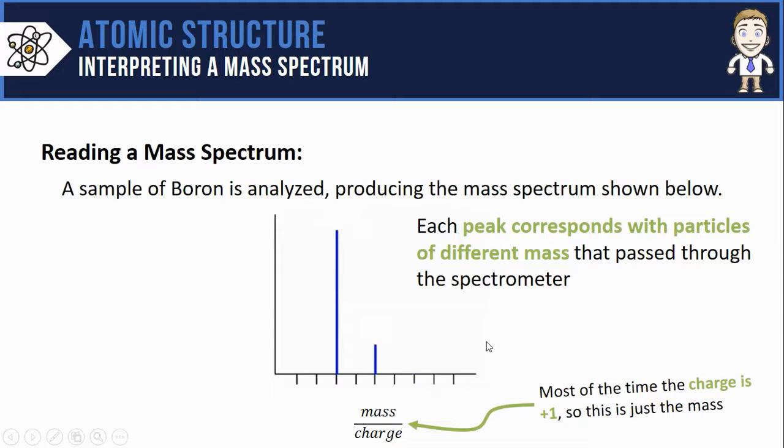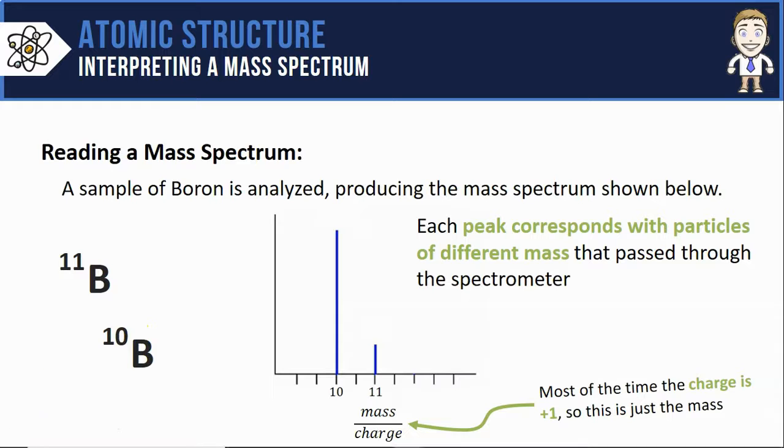Luckily, most of the time the charges of the particles are simply +1. So that means whatever the mass is, you're just dividing it by 1 anyway. So the value that's actually plotted on the axis is simply the mass. Here for my boron atoms, the peaks can be found plotted at 10 and 11. That means some of the borons had a mass of 10, others had a mass of 11, which really means that my boron atoms come in two different isotopes, boron 10 and boron 11.